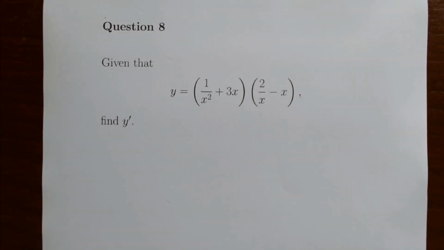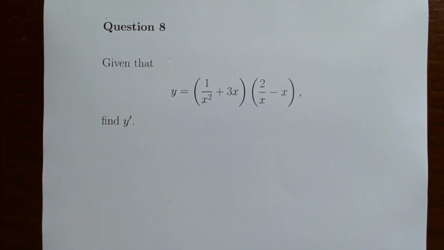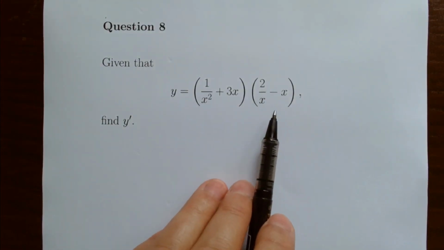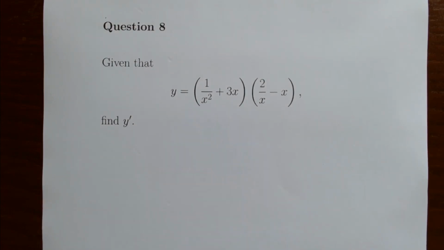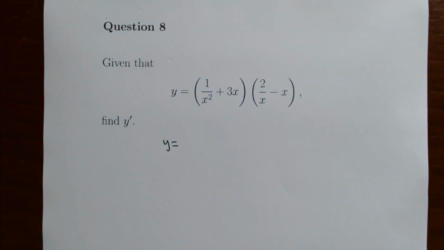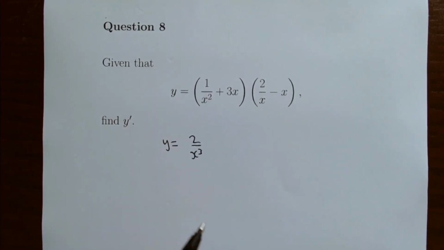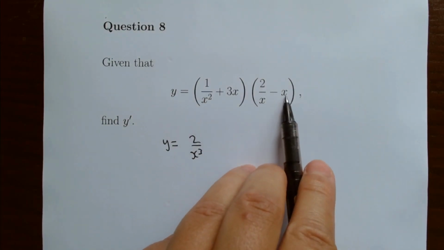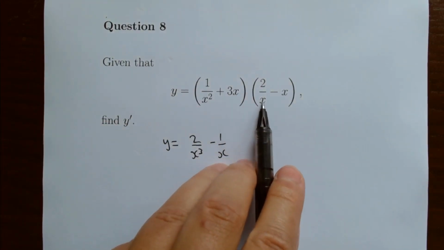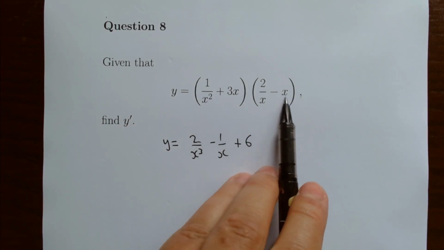Okay, question number 8. And here we begin by expanding the brackets. We have a choice of putting it into negative indices and then expanding, or expanding straight away. Both should work. I'm going to just expand it straight away. So here we get 2 over x cubed. This is minus 1 over x. And here the x and x cancel, so we're just left with a 6. And we have a minus 3x squared.